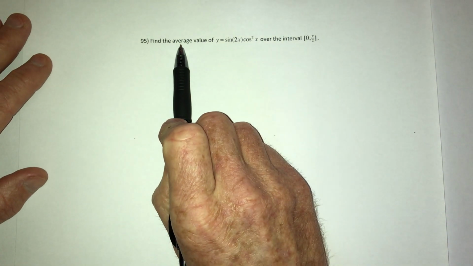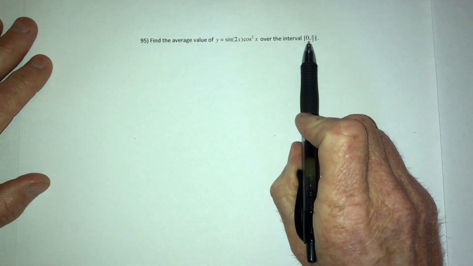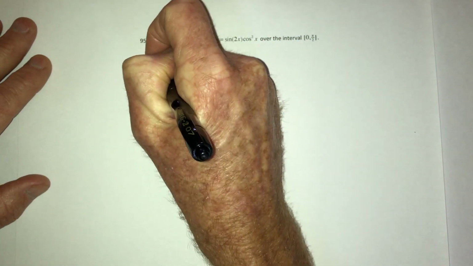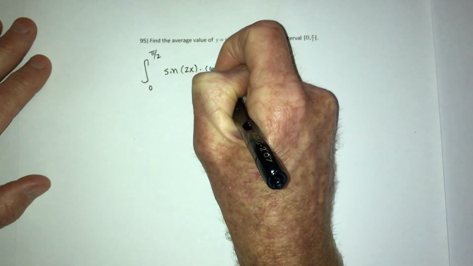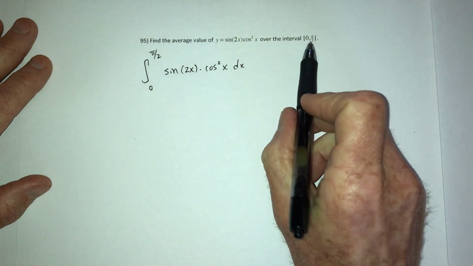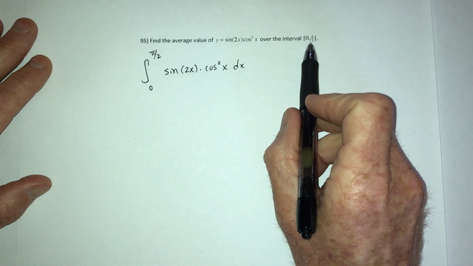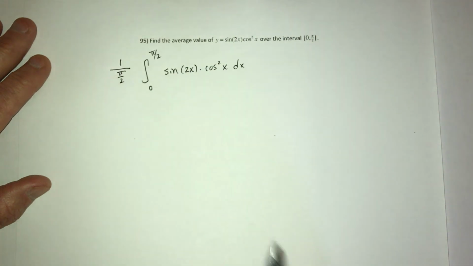So find the average value. That means you integrate this function over this interval, and then you divide by the length of this interval. So we'll need to integrate from 0 to pi over 2, and the function is sine of 2x times cosine squared. And then the length of this interval is pi over 2 minus 0, so that is pi over 2. So then divide by pi over 2.